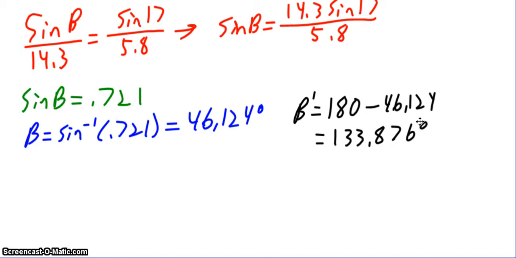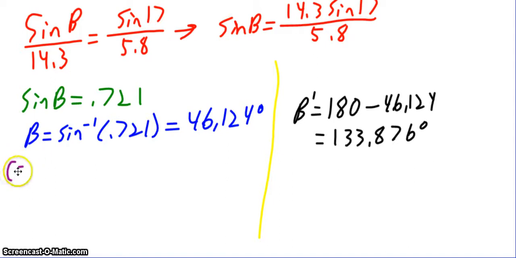Okay, so now I have two parallel solutions. These are separated. On the left is one triangle, on the right is another triangle. Both of them have side A as 5.8 and angle A as 17 degrees, and they have two different angle B's. Now I need to find angle C for each one.